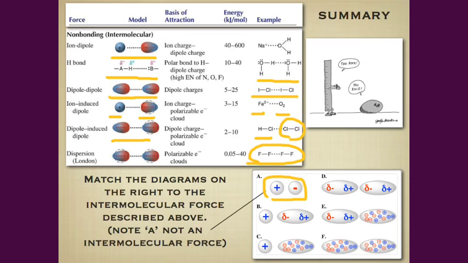But starting with B, we have an ion connected to a dipole, so that's ion-dipole. In the bottom one here we have an ion creating a dispersion in a molecule, so this would be an ion-dipole, or sorry, it'd be an ion-induced dipole. Here we have a dipole-dipole interaction. Here we have a dipole-induced dipole. And this last one would be an example of London dispersion.